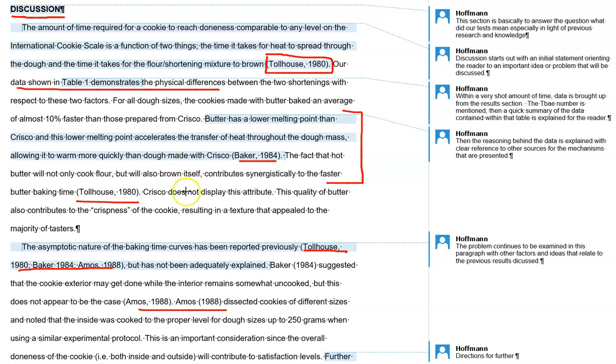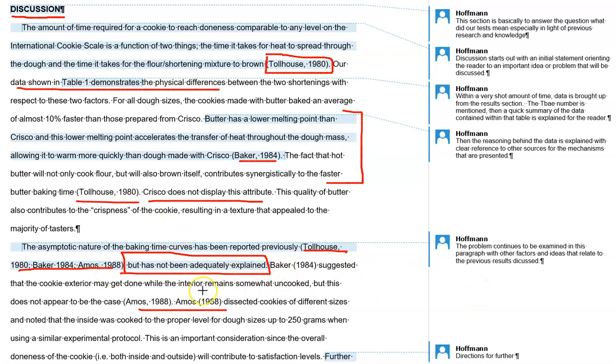And so it talks about what butter does, and then it basically says Crisco doesn't do this. And also it talks about the quality of butter and things like that, which was not tested in our experiment. And then it talks about and explains the data, right? And in this case, we said, we don't really know why it does this, right? So why does it change the way we do? We're not really sure, okay?